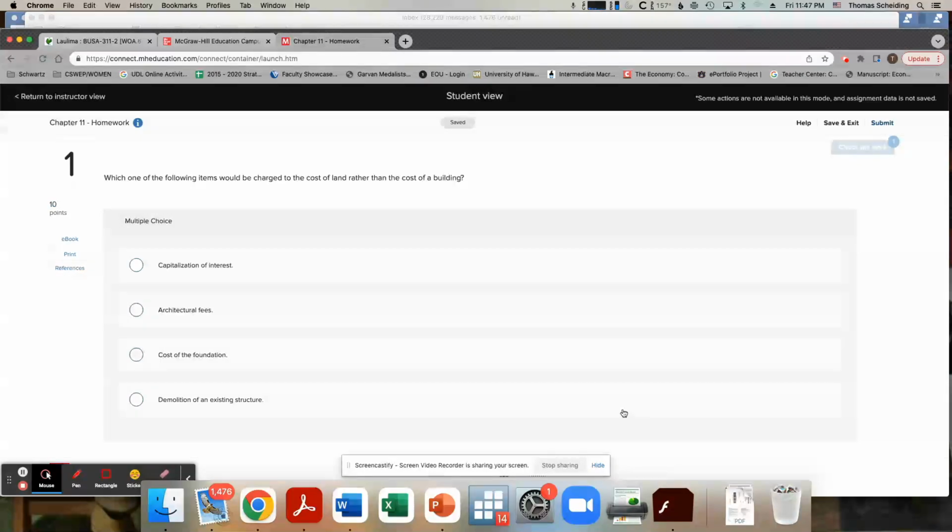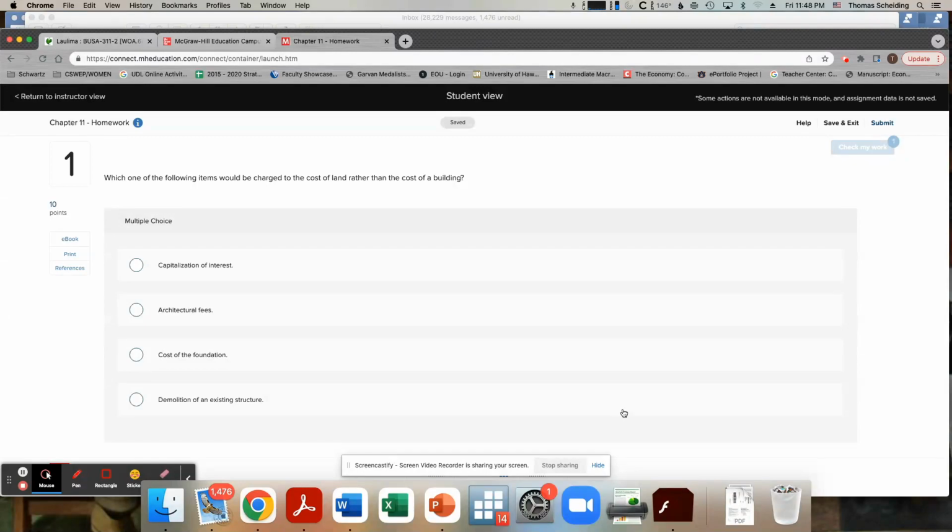What's going to be charged to land rather than cost of building? Many of these are definitional in nature. Okay, there we go. So when we look at this one, what we're looking for here are things that would be properly considered a land expense rather than a building expense.